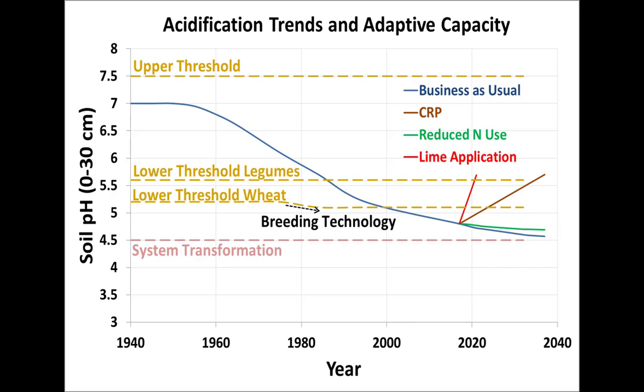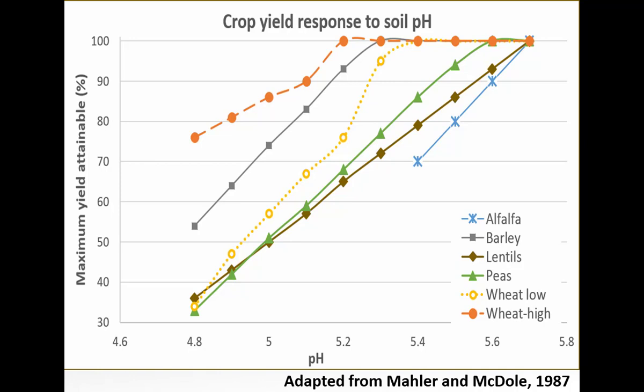Here's the CRP, that's the Conservation Reserve Program. We could put it away for 10 years and see a slow increase in soil pH because we're not applying fertilizer, and the soils are rebounding a little bit. And then reduced nitrogen use is another one. So if we don't apply as much nitrogen or are more efficient in terms of our application of nitrogen, we can also slow down this acidification process because that's a main driver.